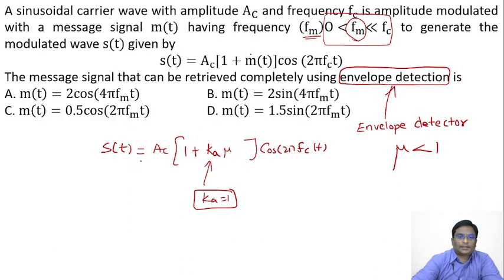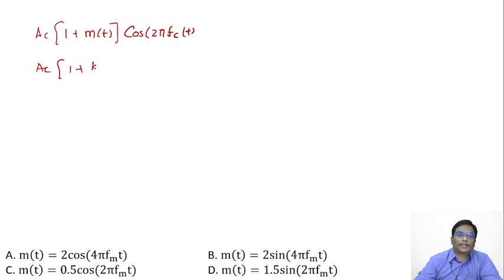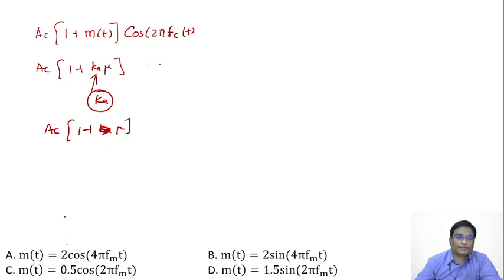Okay, this is Ac into 1 plus m of t, cos of 2 pi fc t. Actually, it seems like Ac into 1 plus Ka mu, where Ka is nothing but 1. Let us take Ka equal to 1. So it becomes Ac into 1 plus 1 into mu. Right now you substitute these values here instead of m of t.